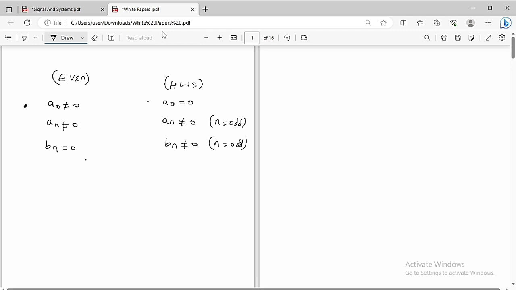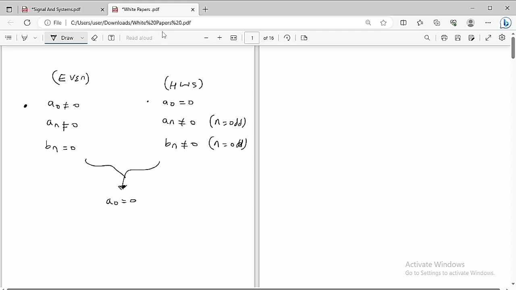Now we need to combine these two things, because the signal is going to satisfy the two properties, even nature as well as the half-wave symmetry. From this, what we can say: here, A0 is not equal to 0, but in this case, A0 is equal to 0. So finally, we can say A0 is equal to 0, because it became 0. Here n is not equal to 0 for n is equal to odd.